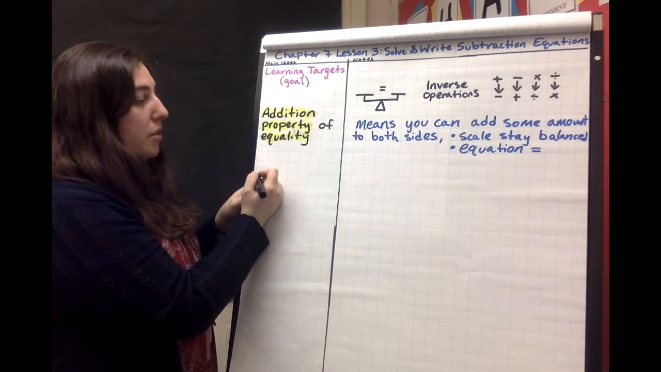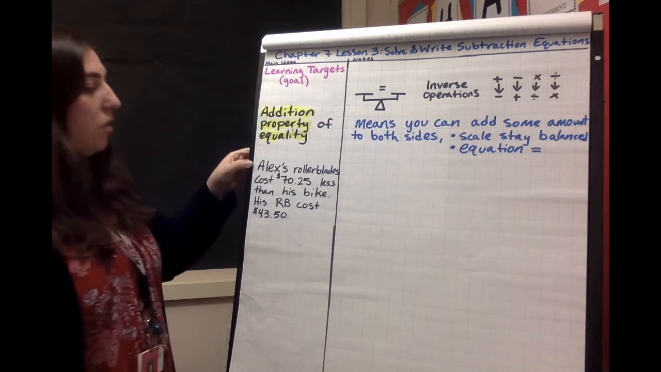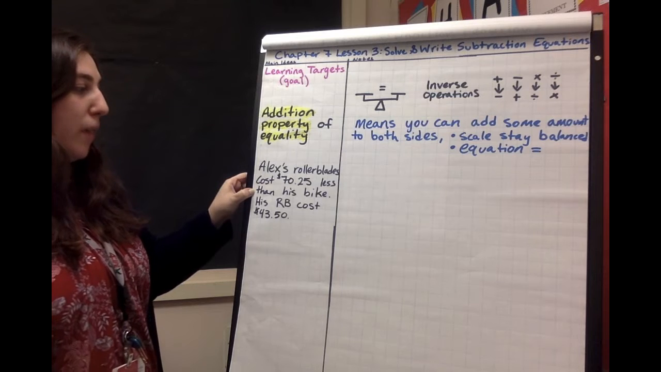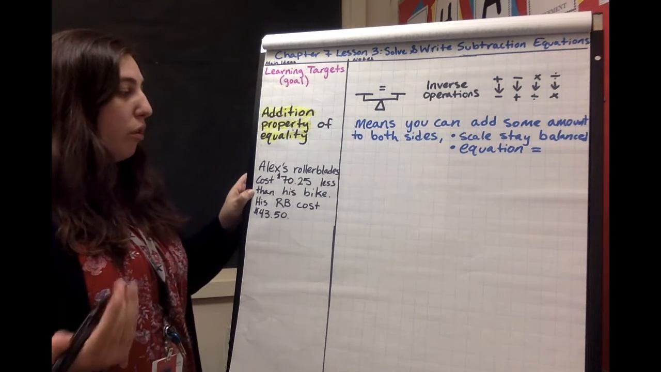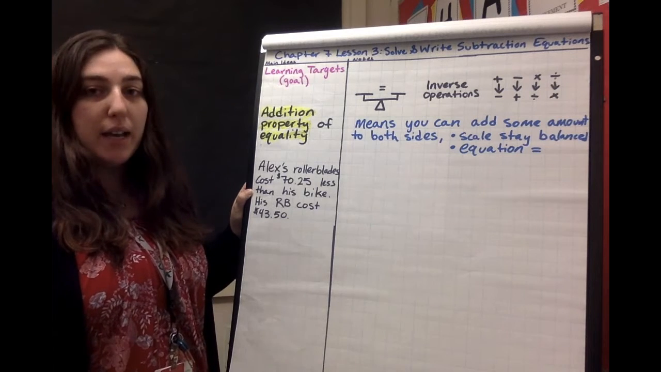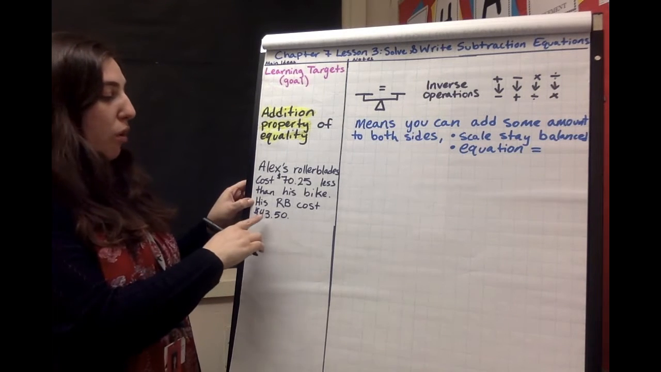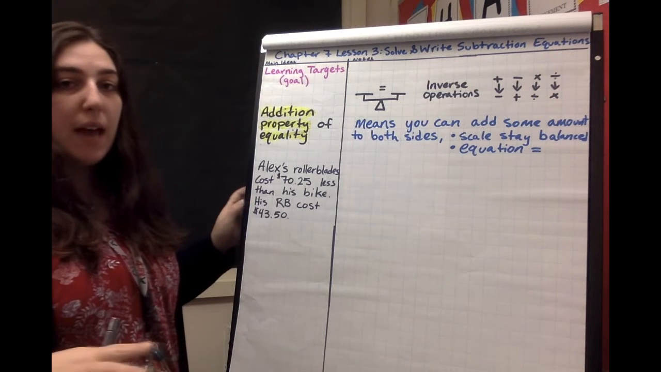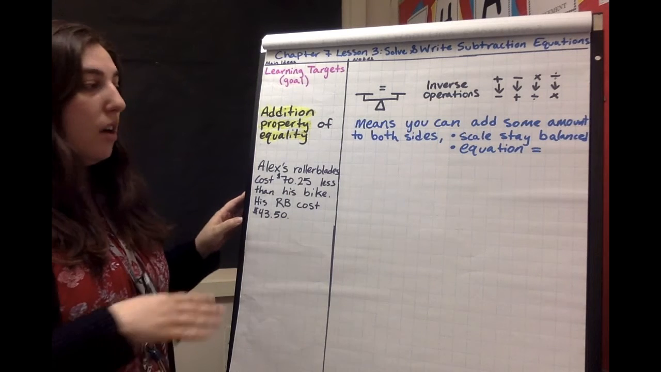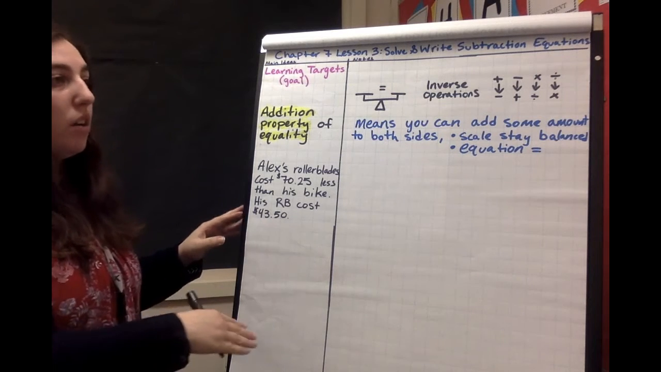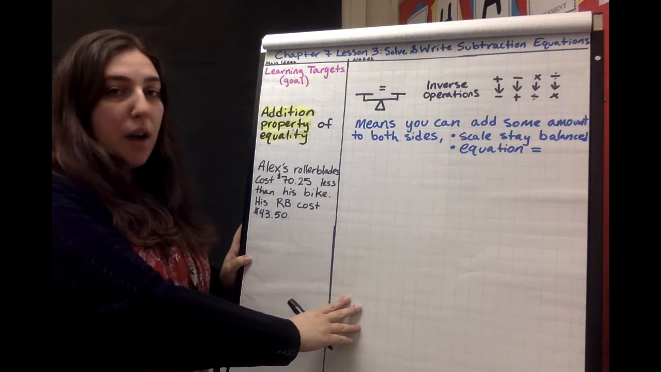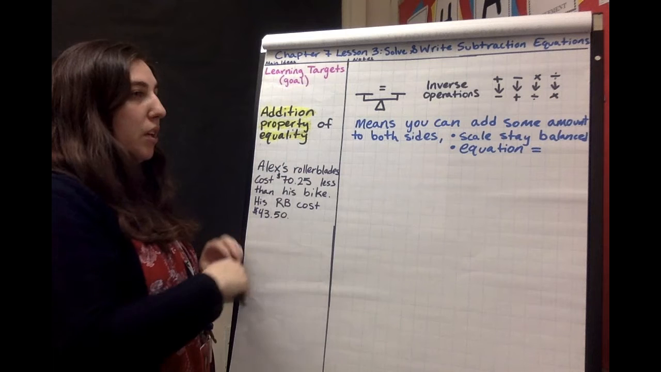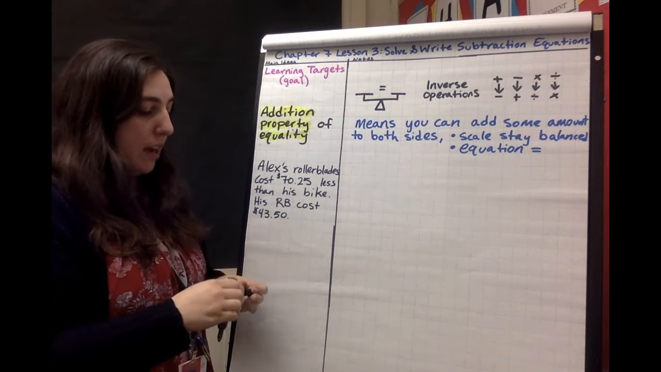Okay, so here is our situation. Alex's rollerblades cost $70.25 less than his bike. So that makes sense, right? That his rollerblades would cost less than a bike. And then it tells us his rollerblades cost $43.50. So we have some different pieces of information from what this is telling us. We are going to break it down over here following a process, and then later on we are going to use the addition property of equality. So let's start breaking it down.